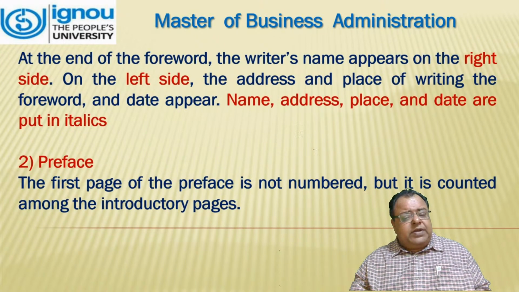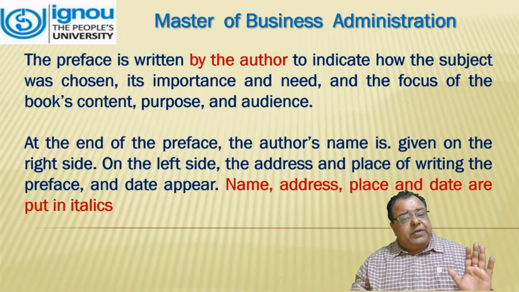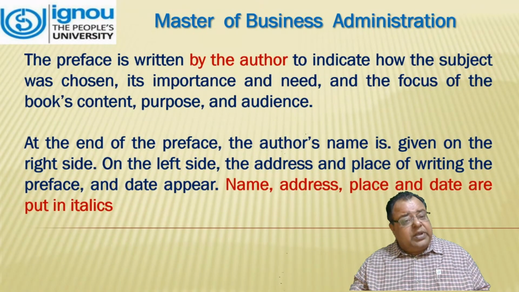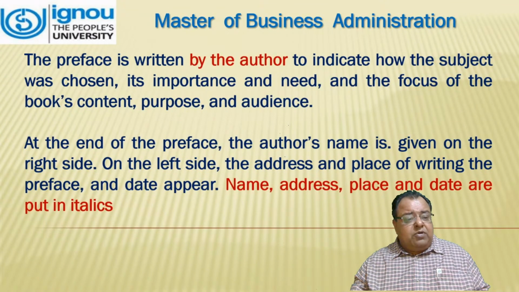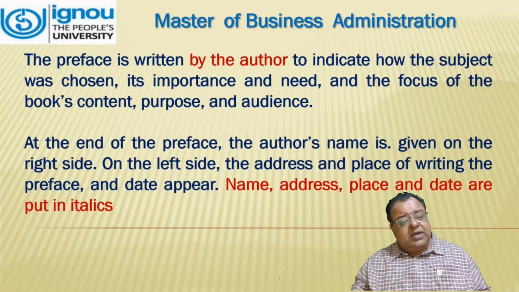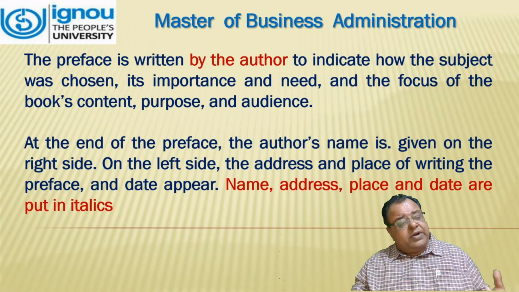The first page of the preface is not numbered, but it is counted among the introductory pages. The preface is written by the author to indicate how the subject was chosen, its importance and need, and the focus of the book's content, purpose, and audience. At the end of the preface, the author's name is given on the right side. On the left side, the address, the place of writing the preface, and the date appear. Name, address, place, and date are put in italics.